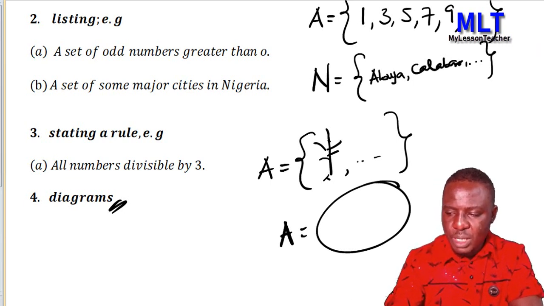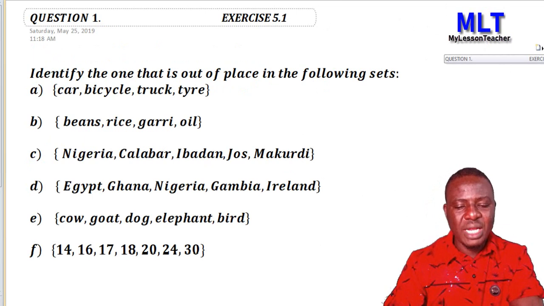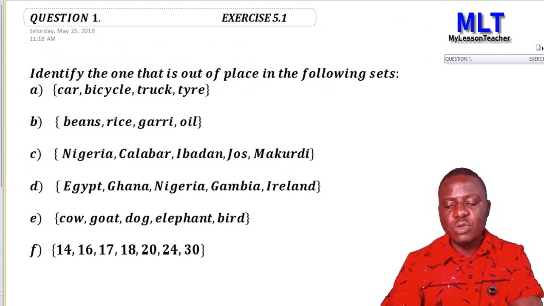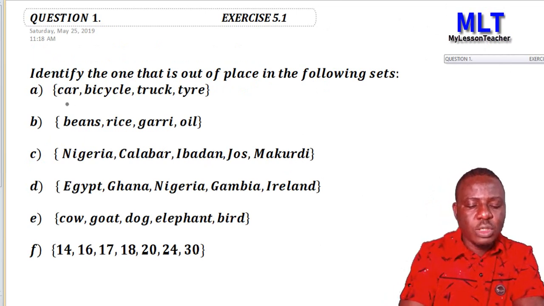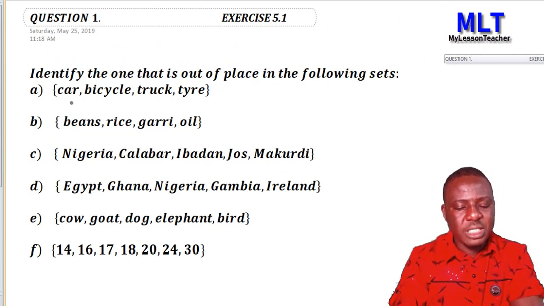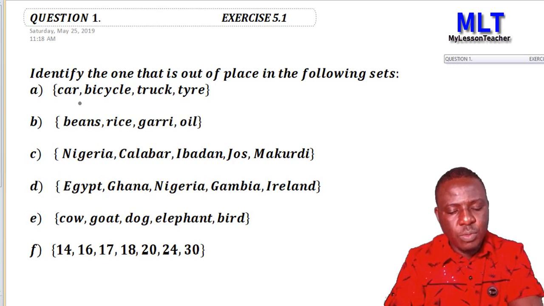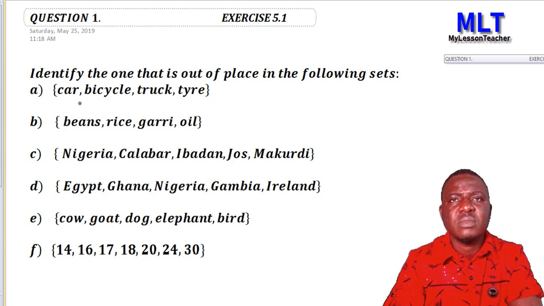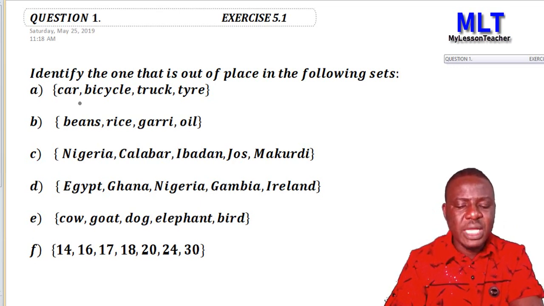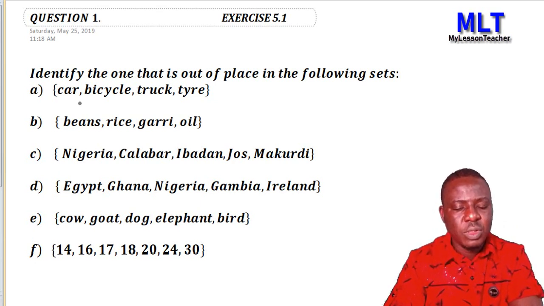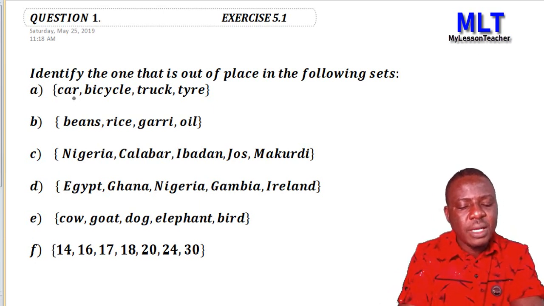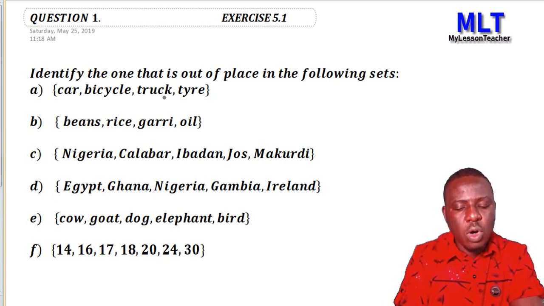So let's take some examples. We should identify the following that is out of place in the following sets. Look at them, which seems odd amongst them. In a set A, we have the bicycle, we have a car, we have a truck, and we have a tire. So what can you say about this set of objects which is said to be odd? A car, a bicycle, a truck, and a tire.